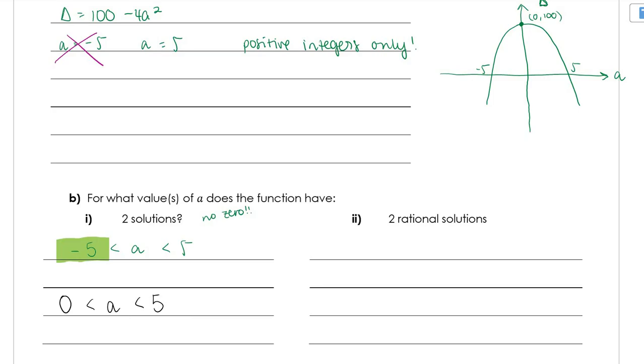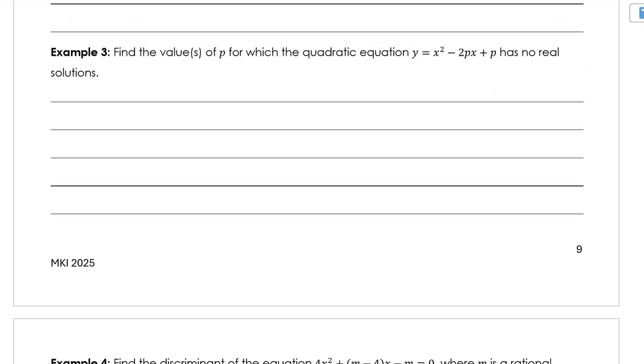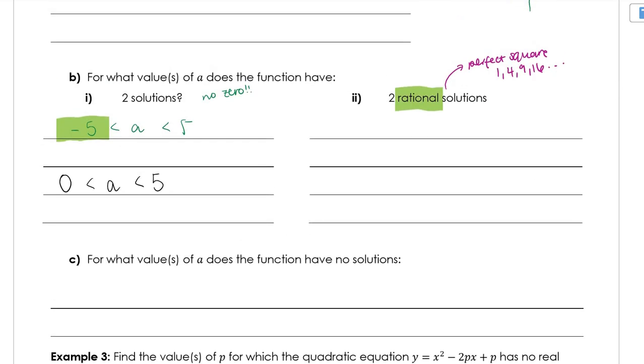Now for two rational solutions, this is one where you do just have to plug things in, and there's not a lot of room here to do that. So just pick a few to work with. But two rational solutions just means that we've got a perfect square. Okay, so there's going to be some values of a for which we have a perfect square happen. Now, perfect squares, once again, are things like 1, 4, 9, 16, and so on. So just pick two of those to work with. I'm going to work with 4 and 16 in this case.